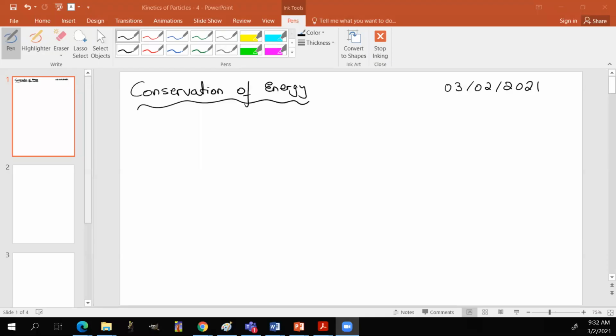All right, so today we are looking at the conservation of energy. And the first thing that we're going to do, last week we saw work and how work relates to kinetic energy, but today we're going to look at an interesting form of work, which we call potential energy.